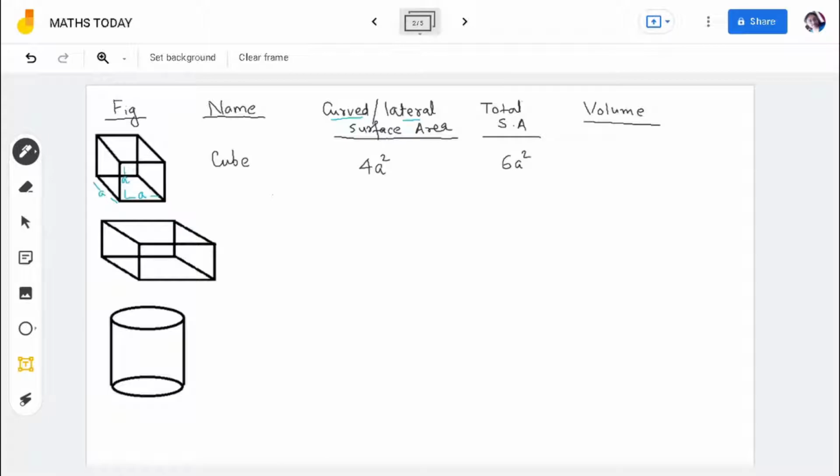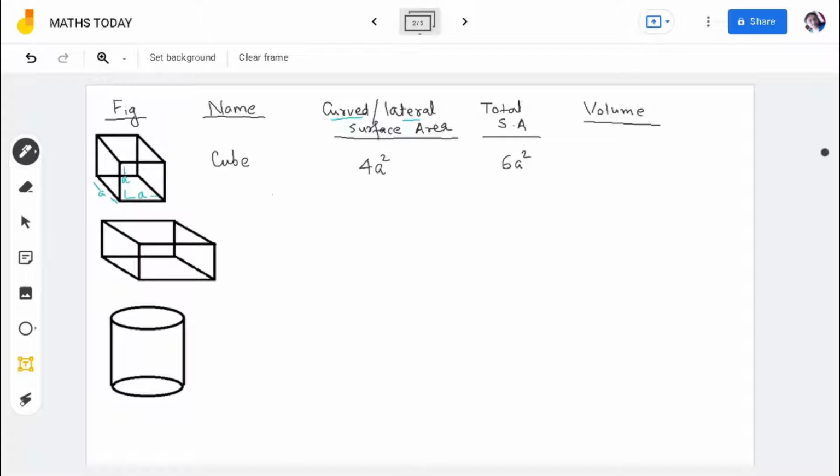Now, what is the meaning of volume? Volume means how much quantity it can contain. If air is inside this cubical box, how much air is occupied by this cube? Whatever matter we are containing in this cube, that is known as its volume. So how to find out the volume?